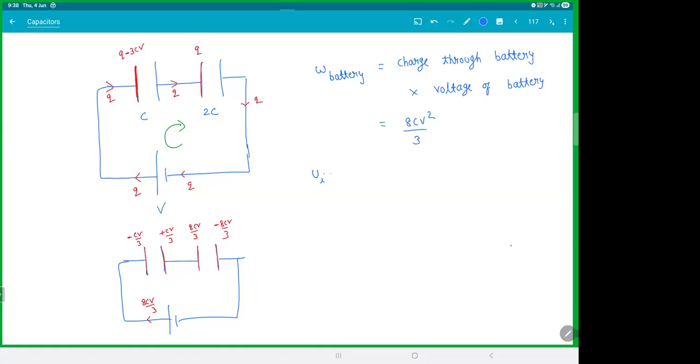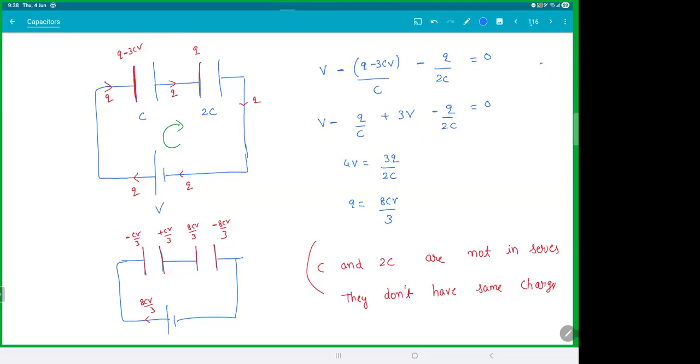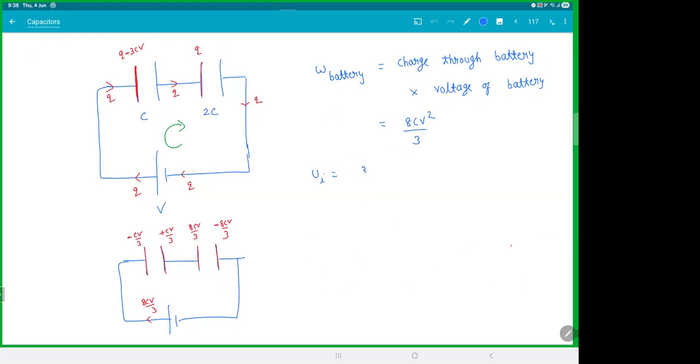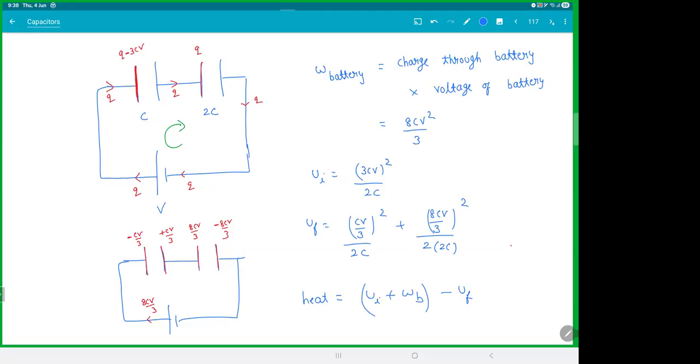What is the initial energy? Only that capacitor had energy. How much was that? 3CV. So 3CV whole square by 2C. What is U final? CV by 3 whole square by 2C. That is one capacitor energy. 8CV by 3 whole square, this is the second capacitor energy. What is the heat produced? Initial energy plus work done by battery minus U final energy. Substitute that, you'll get your answer.